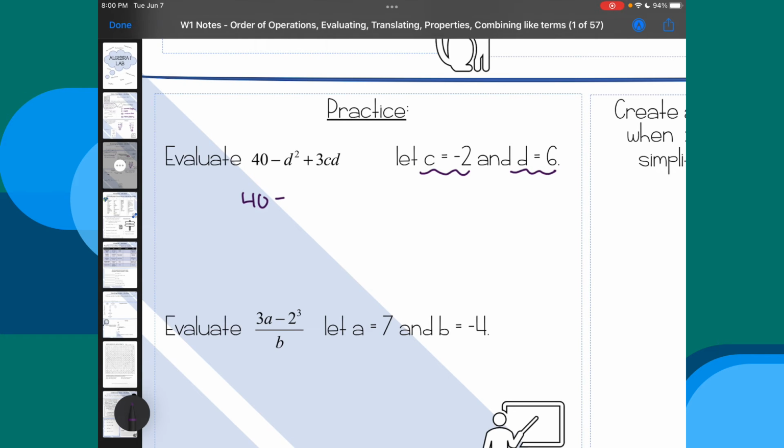So I'm going to copy the problem, putting parentheses every time that I see a variable. There just happens to be 2 variables there, so I put 2 parentheses. Now I go back and I replace D with the number 6. There's 2 of those. And C with the number -2. After that, it's just about calculating our answer. Which would be -32.